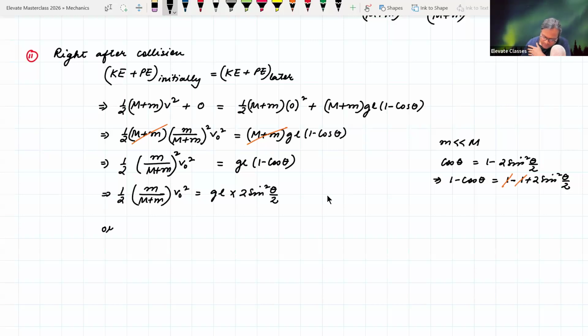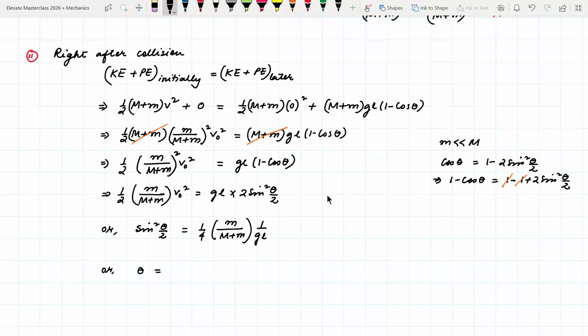So finally, we have it in a way without using any other approximation. Sine square theta upon 2 is equal to 1 upon 4, small m by capital M plus small m, whole square, times v naught square, and 1 upon GL. That's it. There is a square you missed, sir. The square term: small m by capital M plus small m, whole square. Yeah, v naught square.